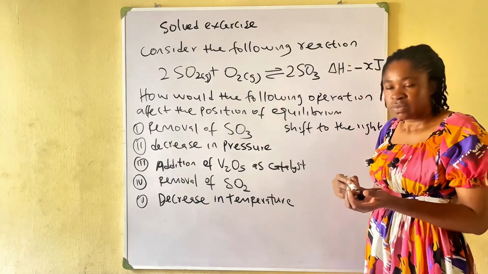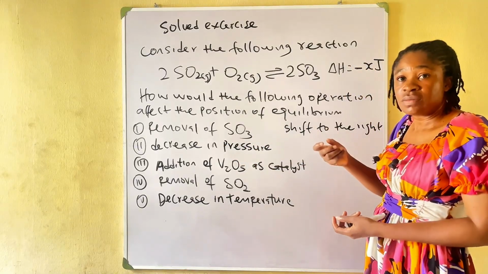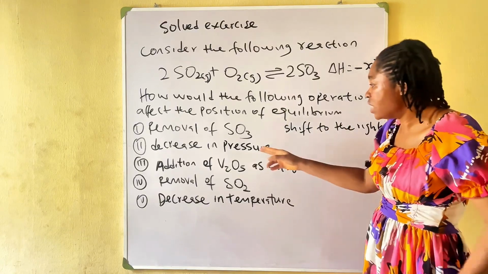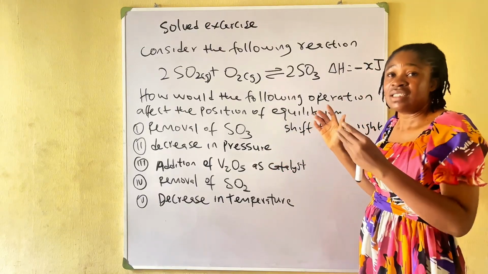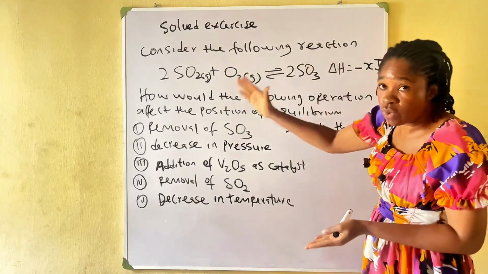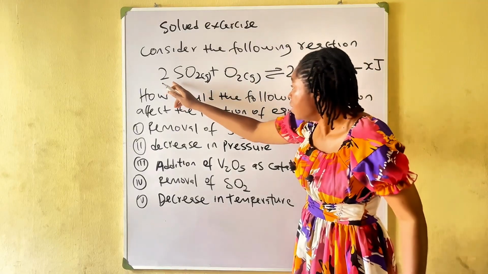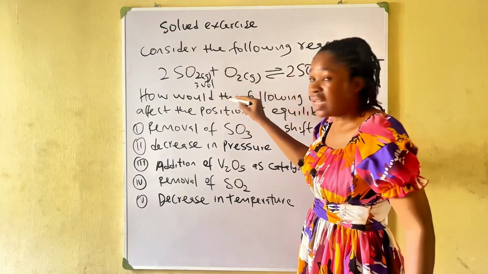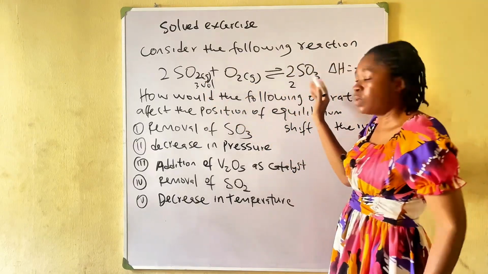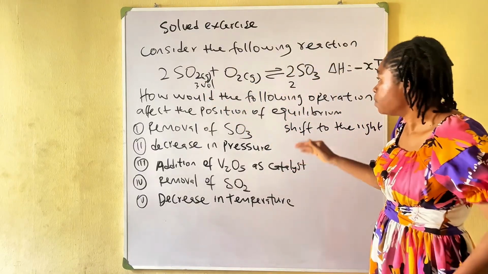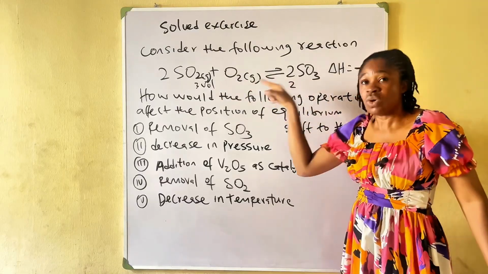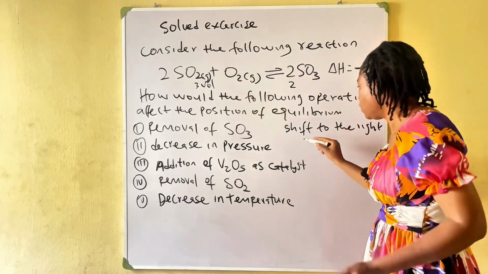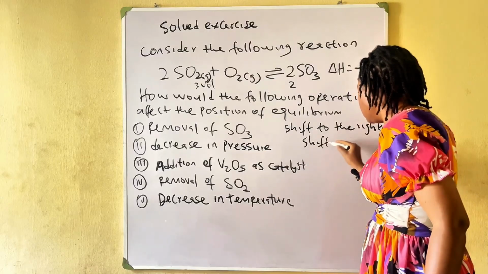Decrease in pressure means increase in volume. So decrease in pressure favors the side with what? With larger number of volume. So we'll count the volume. 2 plus 1, that is 3 volumes on the reactant side and 2 on the product side. So if you decrease the pressure, it's going to favor the side with the higher number of volume. So equilibrium position is going to shift to the left.